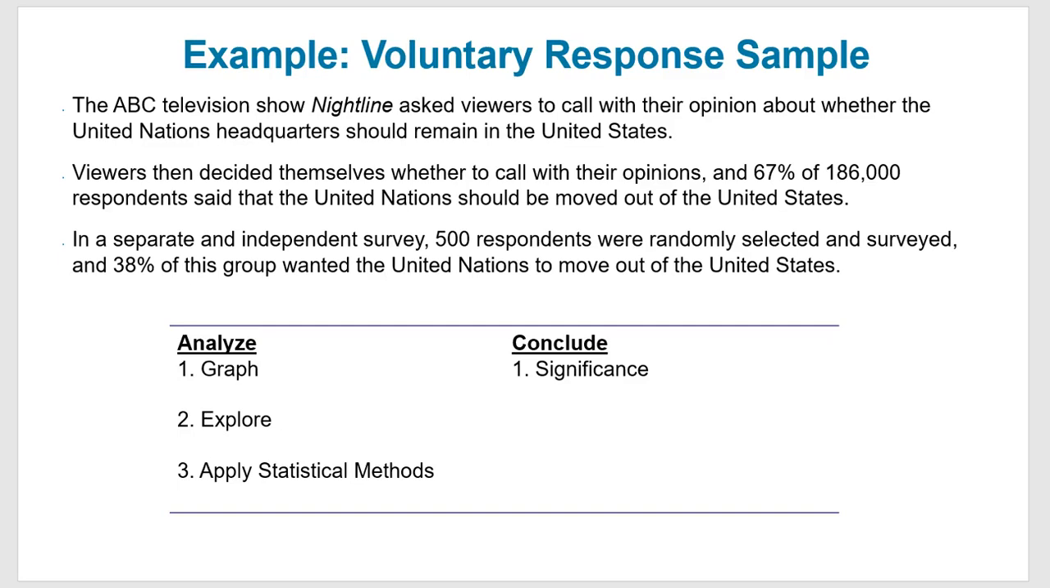So just an example, ABC's TV show Nightline in the evenings asked viewers to call in and tell their opinion whether the United States should remove the UN from New York. 67% of the people who called in said that it should be. But then if we went and just did a random survey of 500 people, only 38% of that group wanted that. So that kind of shows you just how different the data can be from a voluntary response to a randomly selected response, which is why we really want to make sure that our surveys are always randomly done, because we want to get the best sampling of our population.